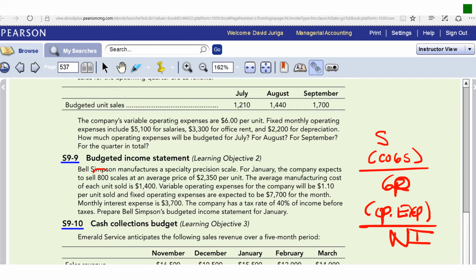They tell you your expected sales of scales is 800. That's the sales price of 2350. The cost of goods sold per unit is 1400. They went ahead and gave that to you. They then go on to give you your period cost. You've got variable operating, which is 110 per unit sold. You've got your fixed, which is 7700. They give you some other types of costs. You have interest expense. They give you a tax rate. So you use all this. It's still an income statement. You'll use all this then to put together your budgeted income statement. We'll show you this again on the next slide.